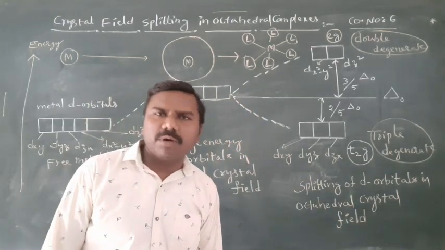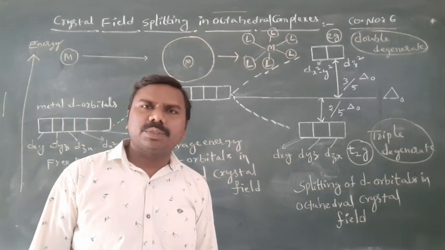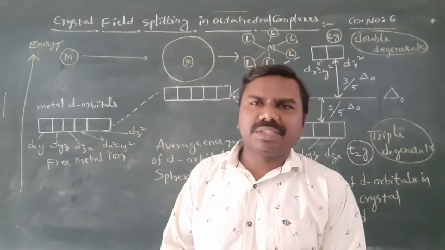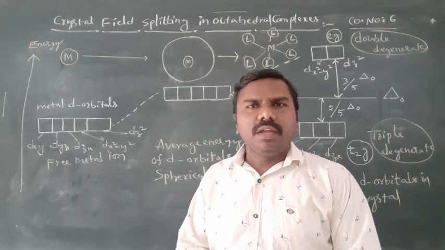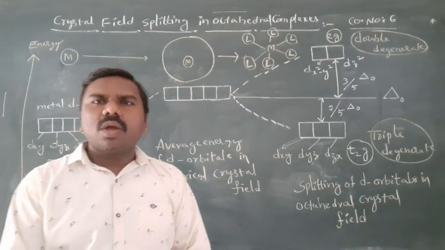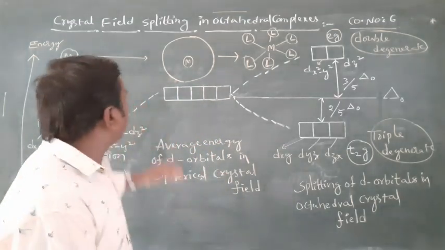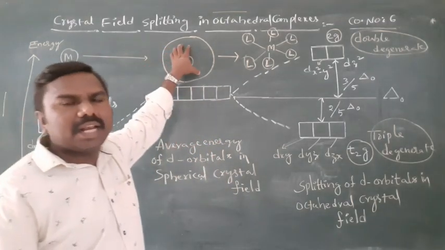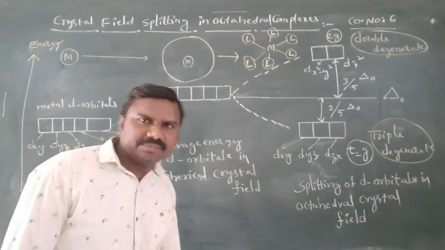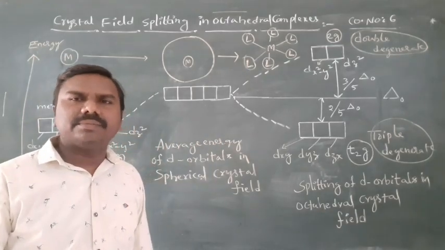So the diagram is important. It is a 3 marks question. They will expect this diagram. Now, how to write the information regarding this? In octahedral complexes, there are 6 ligands, coordination number 6. When ligands approach the central atom, a spherical symmetrical crystal field will be formed. In the beginning, the metal d orbitals are degenerate.